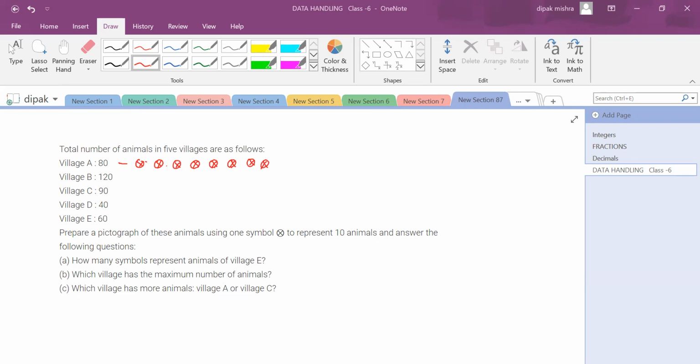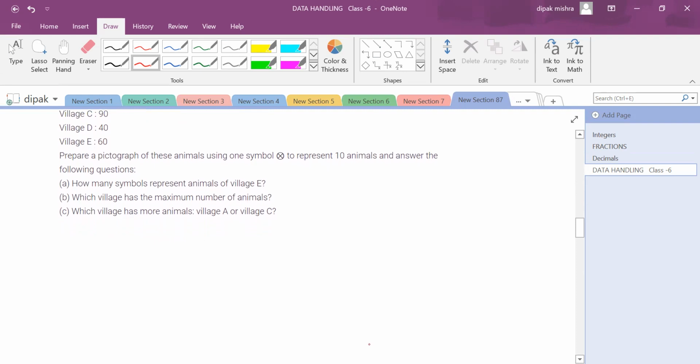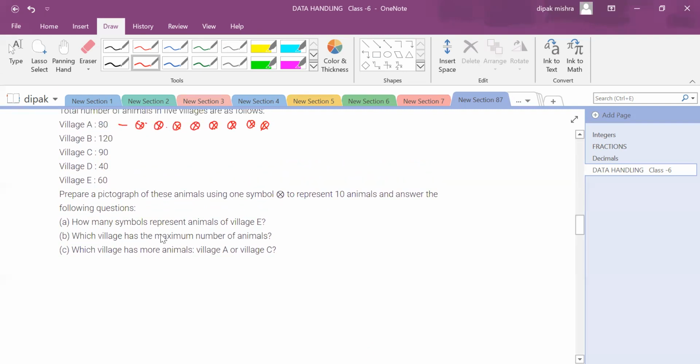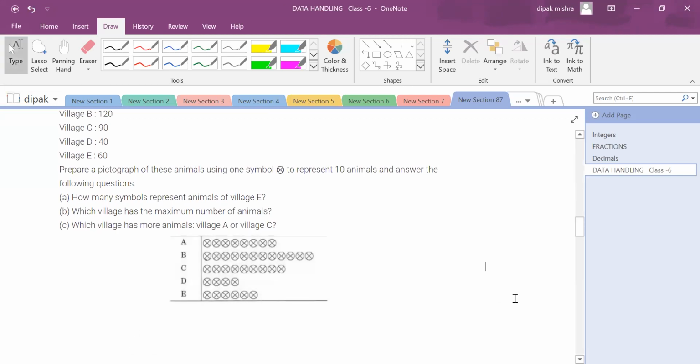I'm drawing it for you in pictures only, without doing it once again. Similarly, you can draw it for village B, village C, village D, and village E as well. This is how it will come. So A has got 8 symbols, B has got 12, C has got 9, D has got 4, and E has got 6.